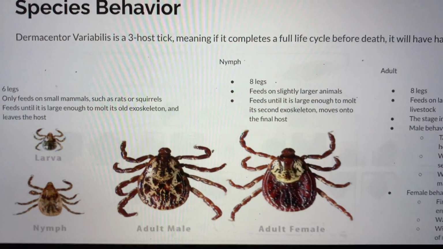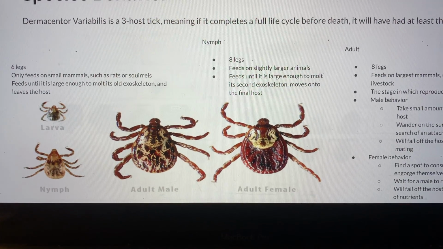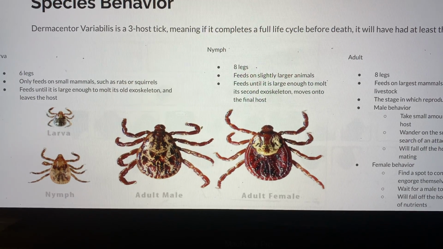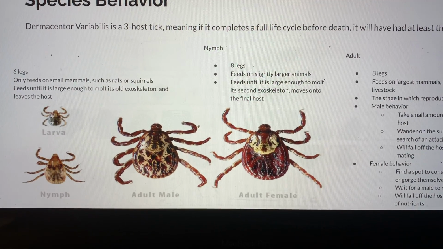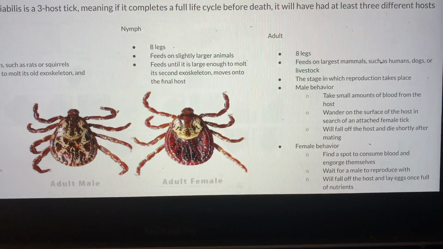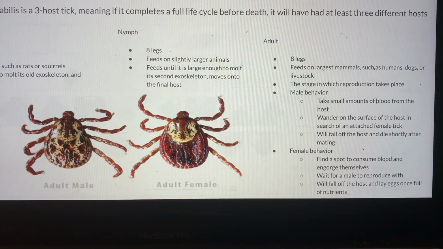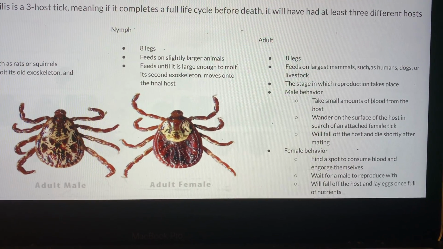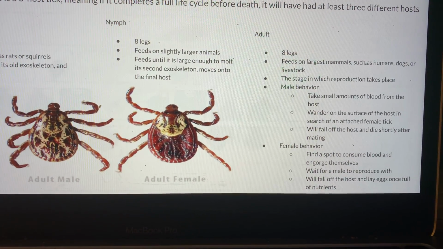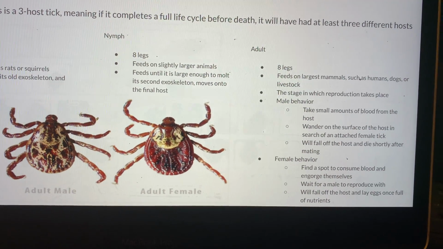Then the next stage is nymph, really similar to the larva stage, except that the nymphs will have 8 legs instead of 6. They feed on slightly larger animals and feed until they're large enough to molt out of their exoskeleton. And the final stage, adult, the tick still has 8 legs. They feed on the largest mammals, such as humans, dogs, or livestock. This is the stage in which reproduction will take place, and also the stage in which the males and females become differentiated from each other.